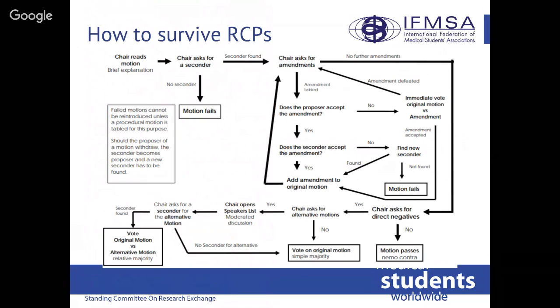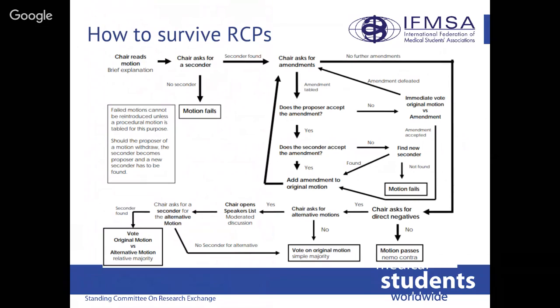If something happens with an amendment, and an amendment is tabled, then the proposer and the seconder must accept the amendment for it to be added into the original motion. And then we proceed with further amendments and then ask for a direct negative. If either the proposer or the seconder do not agree with the amendment, two things can happen.